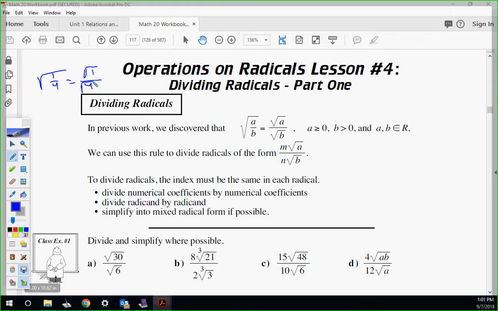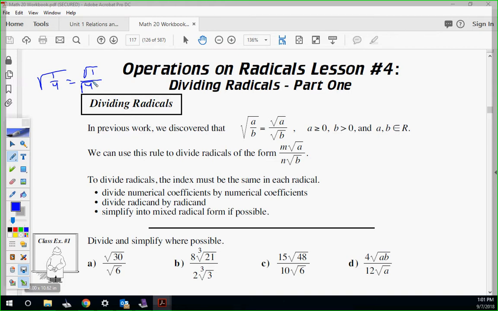We can use this rule to divide radicals, where there's a coefficient. To divide radicals, the index must be the same, so it has the same rule as multiplication. And then instead of multiplying, it's obviously dividing the radicands. It does look weird, but it's like I'm going to simplify 15 and 10, and I'm going to simplify 48 and 6. Just treat them as, I don't want to say separate, but like terms in the same way.